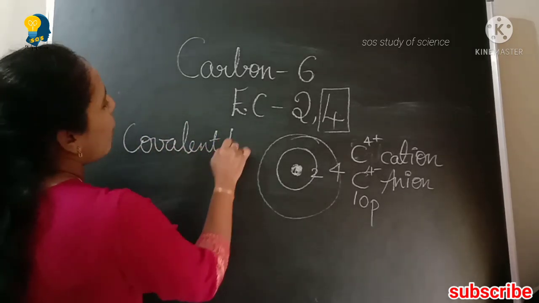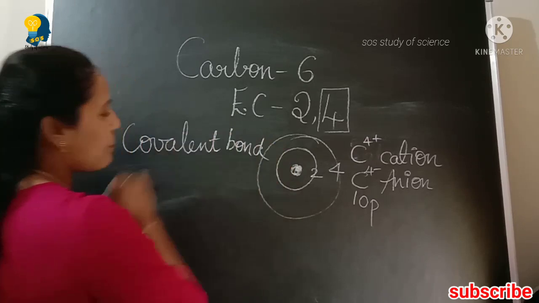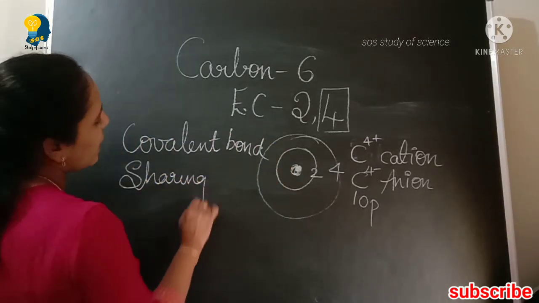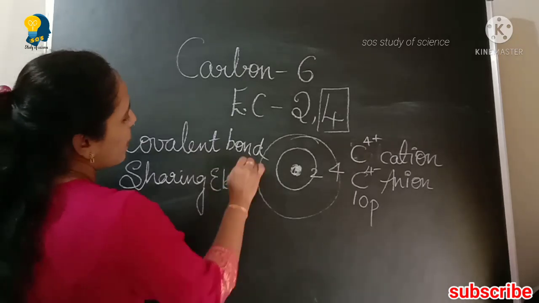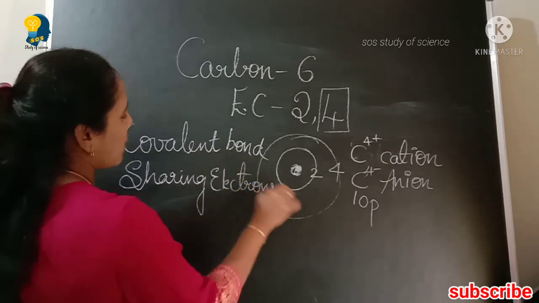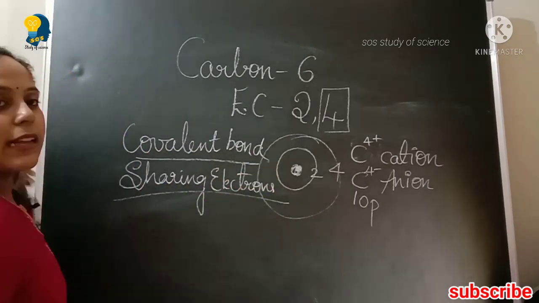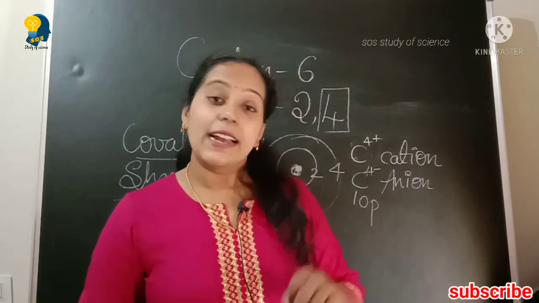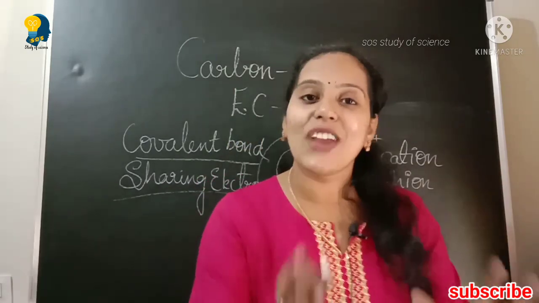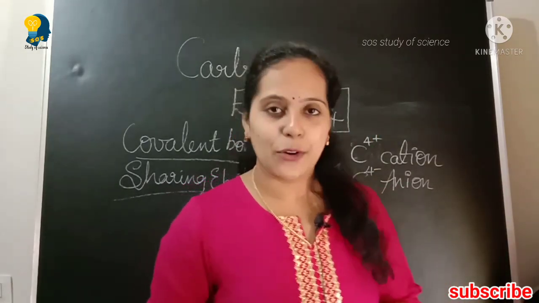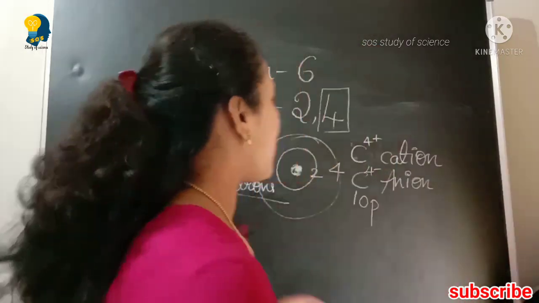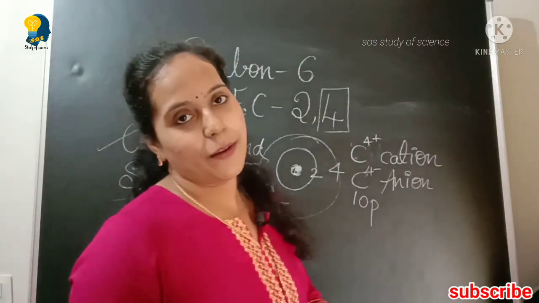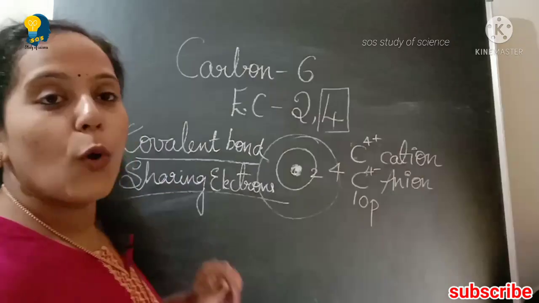So a covalent bond is nothing but the bond which is formed by sharing of electrons. By sharing the electrons, the element is forming the covalent bond. It is not donating, not receiving. It is sharing. Whenever there is sharing of electrons, you must understand that that particular atom is forming the covalent bond.